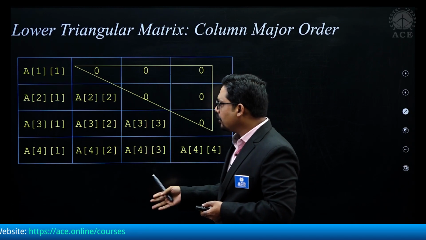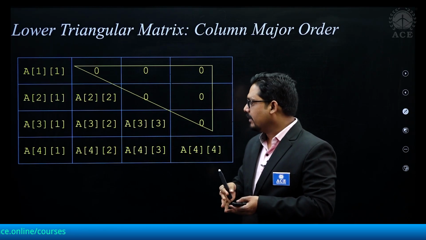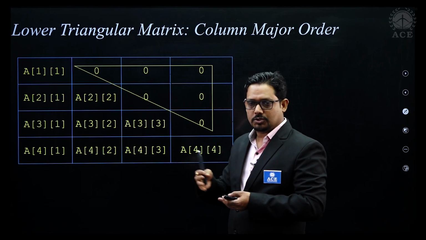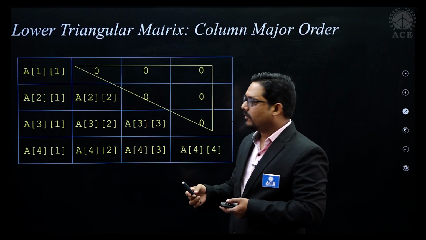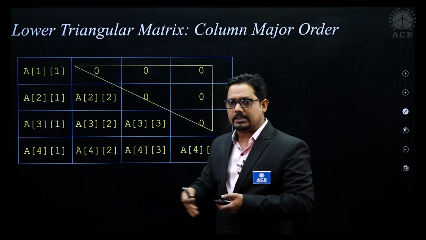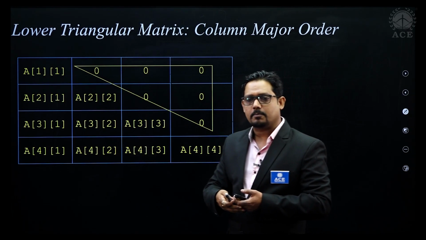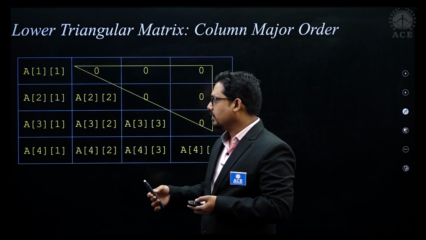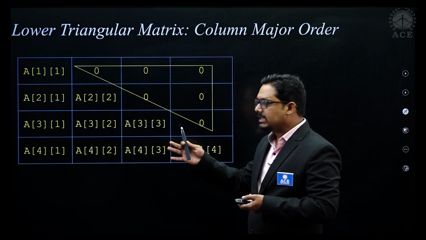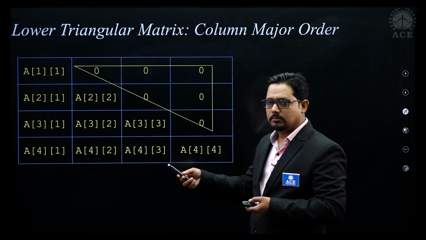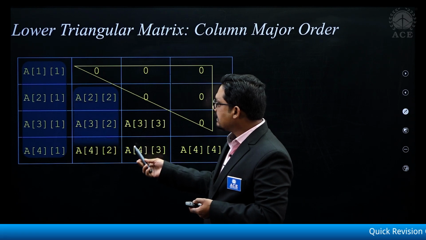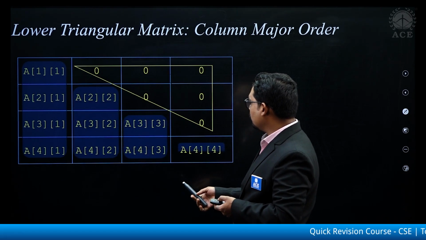And here what we are going to do is store only the elements that are non-zero. Only non-zero elements will be stored, and we know that there are two different orderings possible. One is row major ordering and another one is column major ordering. In this section we are going to talk about column major ordering. If you look here, this is the order in which elements are going to be stored.